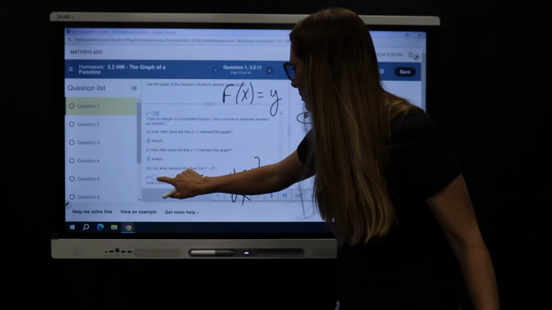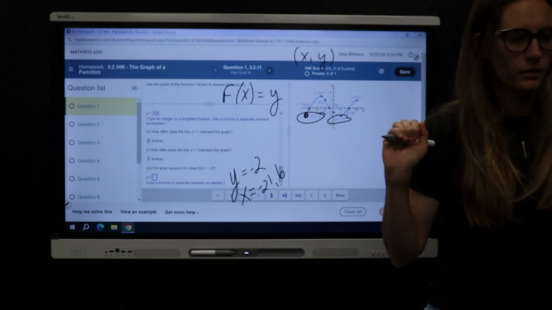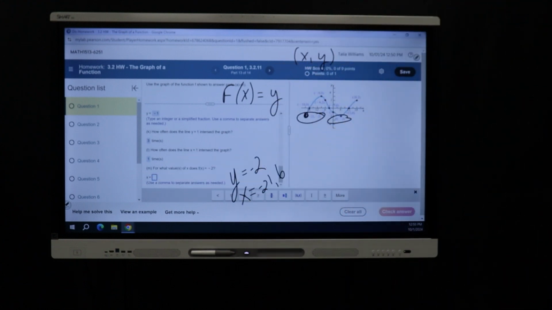We're almost to the last problem now. -21, comma, 6.